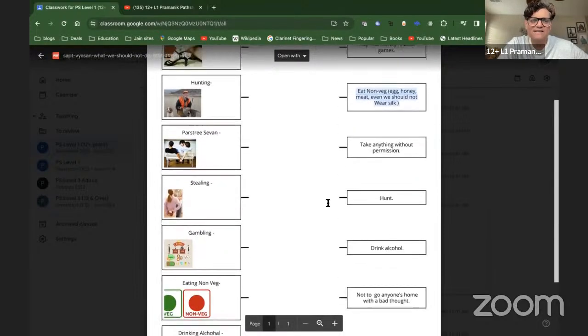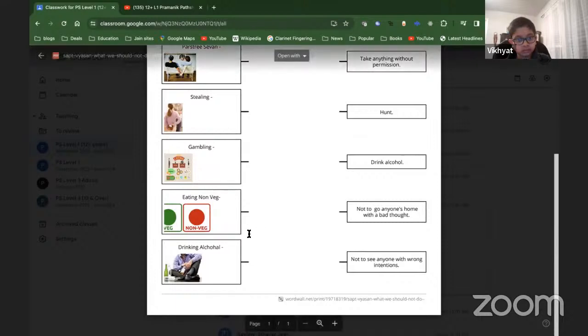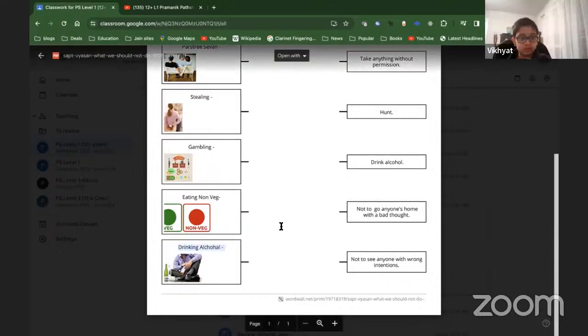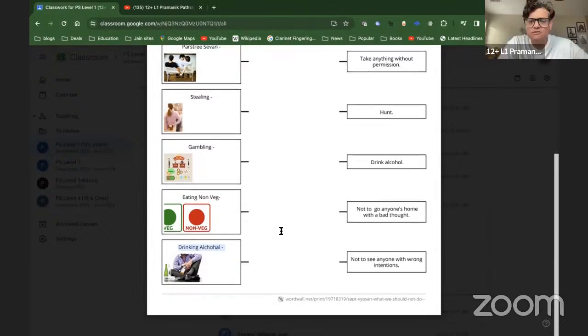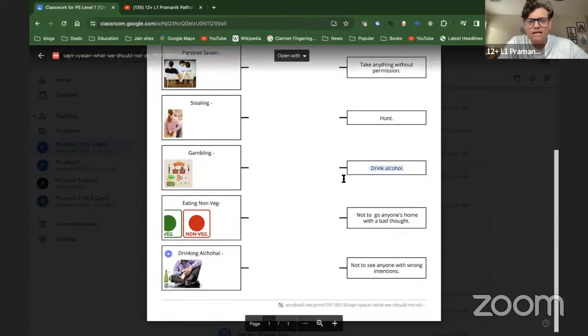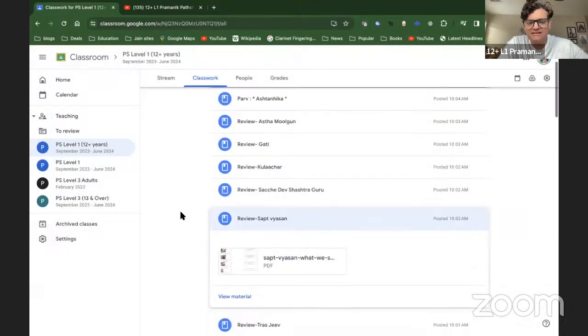So that connects to eating non-veg food. Now again, whoever designed it, I'm sorry, but they could have designed it better. Anyways, drinking alcohol, right? That's Madhya. So Madhya is also one of the Saptavyasans. That's drinking alcohol, right? Drinking alcohol to drinking alcohol. That's the matching. But anyways, I didn't like the way.